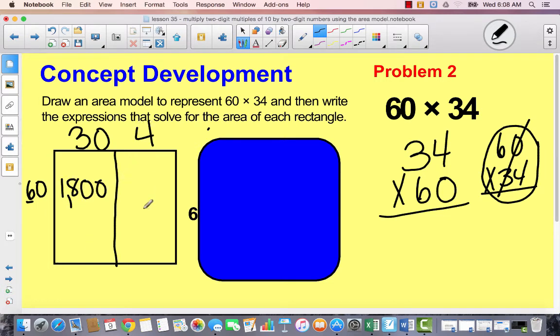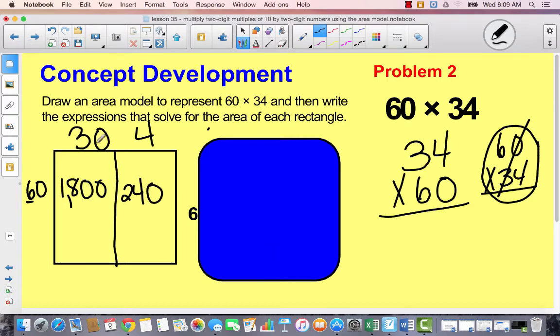Now I have to take 4 times 60. 4 times 6 is 24, but since this is a 10, I have to add my 0. So now I have 1,800 and 240. So to find the answer, I just have to add those together.